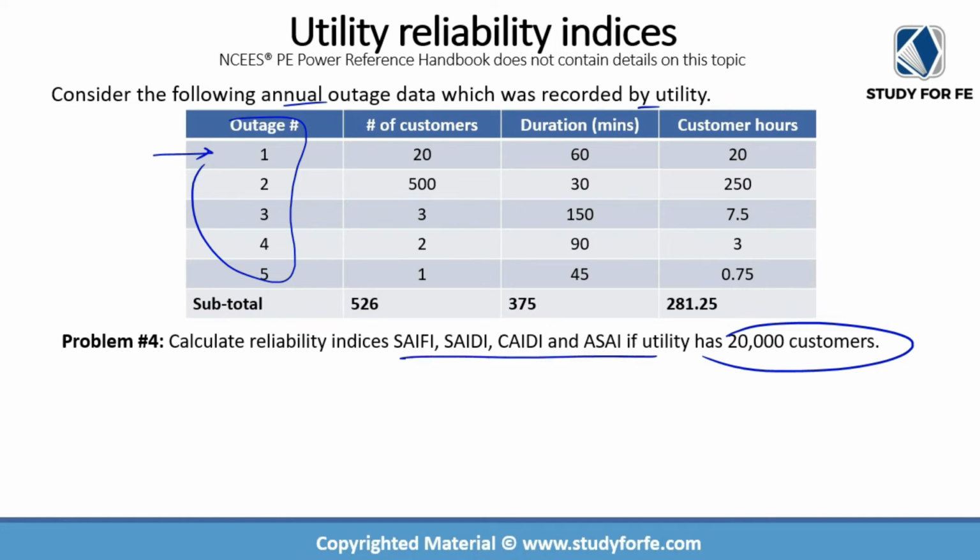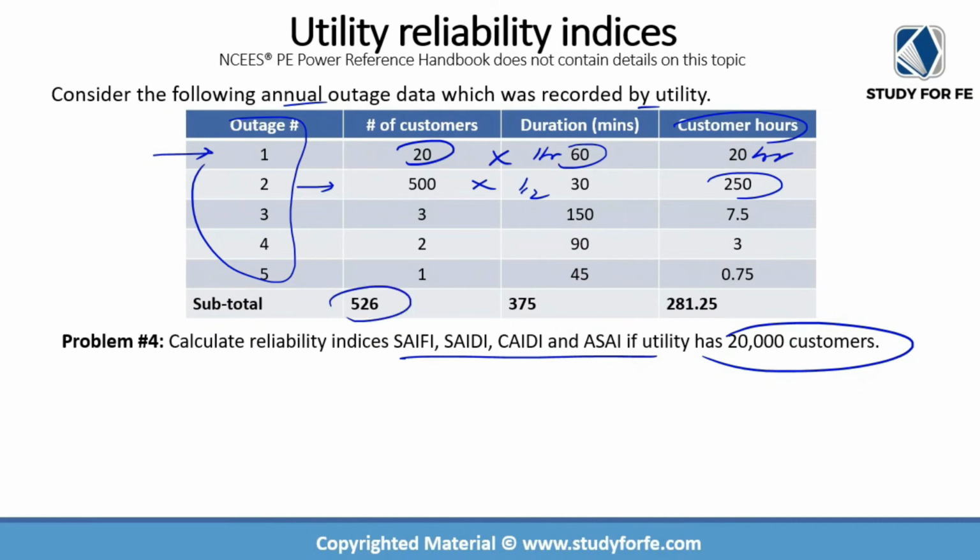For example, in outage number 1, we had 20 customers that were impacted. The duration of the outage was 60 minutes. So the number of customer hours was basically 20 multiplied by 60 minutes, which happens to be 20 times 1 hour, because 60 minutes is equal to 1 hour. So the total number of customer hours was 20 hours. In the next outage, you can see that we have 500 customers impacted for half an hour, or 30 minutes. So the total number of customer hours was 250, and so on.